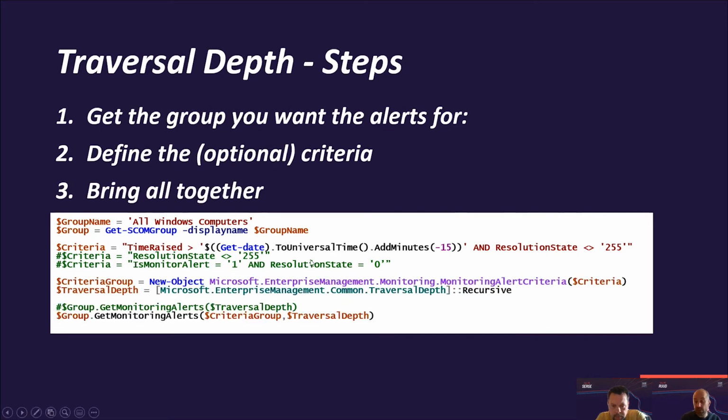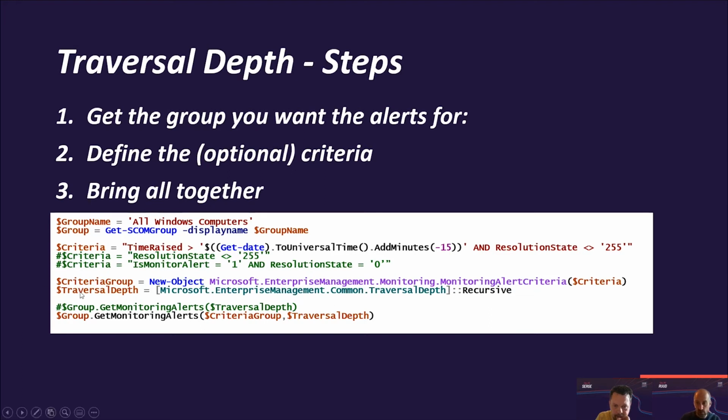And then we can say, okay, the criteria group, we need to put this in a specific object. And here you can see we're using the Microsoft.EnterpriseManagement.Monitoring.MonitoringAlertCriteria for it. And we're using as an input the criteria that we've specified. This part, by the way, is still optional. These lines, because you don't need to specify the criteria. So theoretically, these lines here don't actually need to be specified if you want to get all alerts.